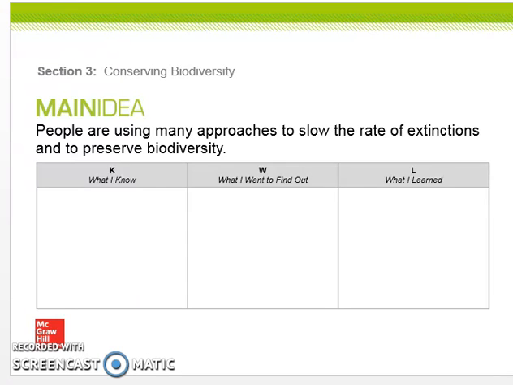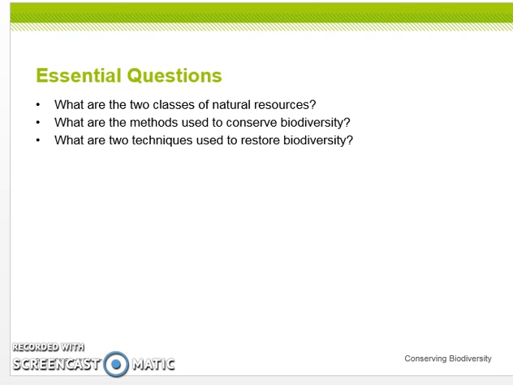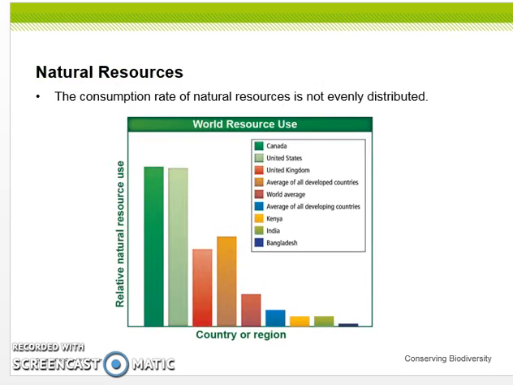Biology 5.3, Conserving Biodiversity. People are using many approaches to slow the rate of extinctions and to preserve biodiversity. What are the two classes of natural resources? What are the methods used to conserve biodiversity? And what are two techniques used to restore biodiversity?